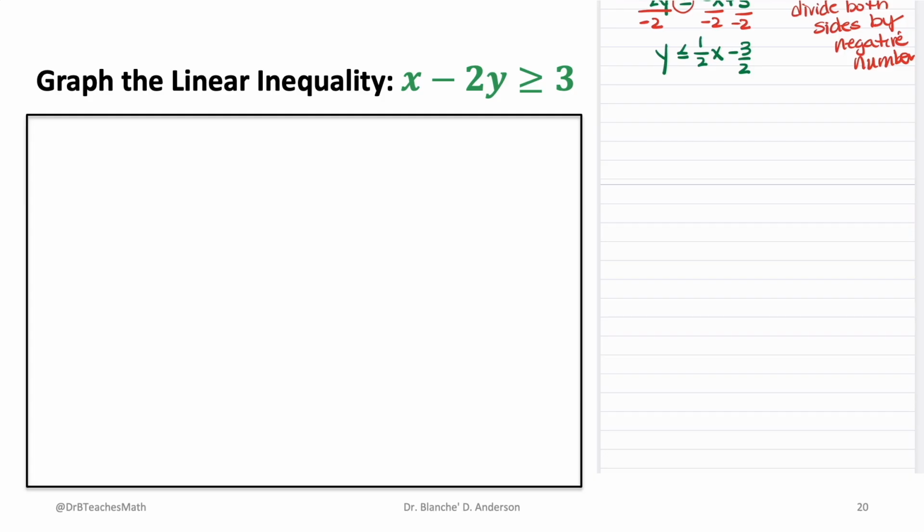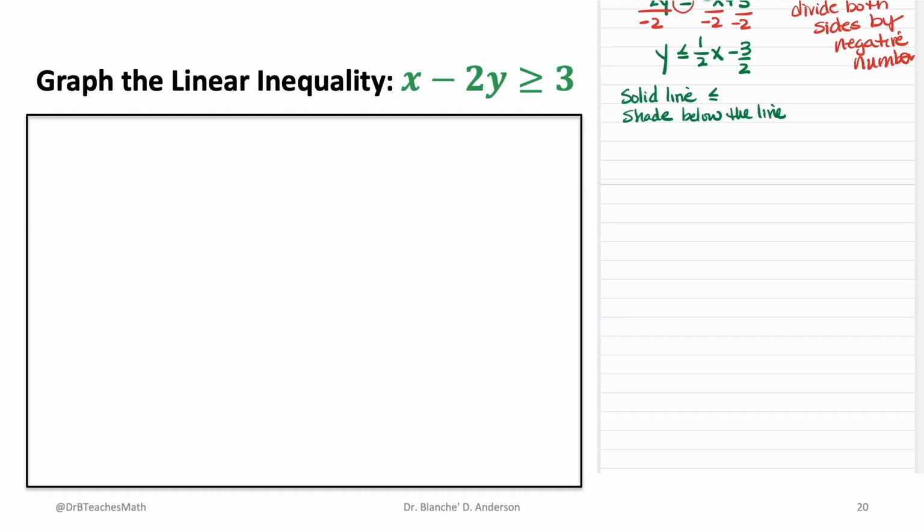We know that it's going to be a solid line because it has less than or equal to. And we're going to actually shade below the line because it says less than or equal to, shade below the line.